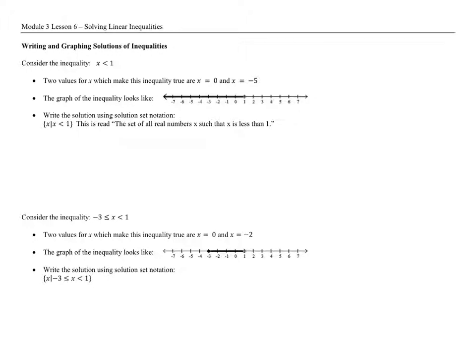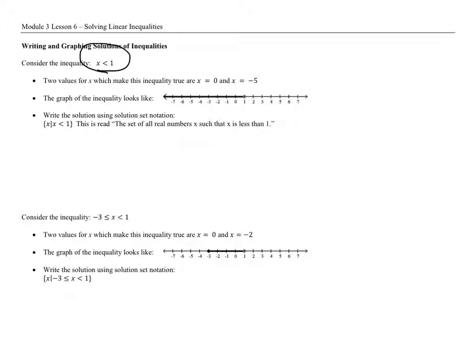So the first thing we're going to do is consider this first inequality, x is less than 1. Now, two values for which the inequality is true are 0 and -5. There are infinitely many values that this works for, so we want to be able to graph it so that we can include all of those values. So this is what the graph looks like.